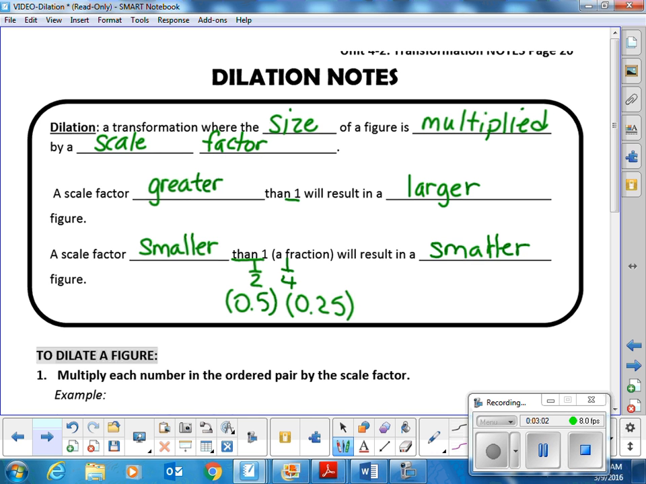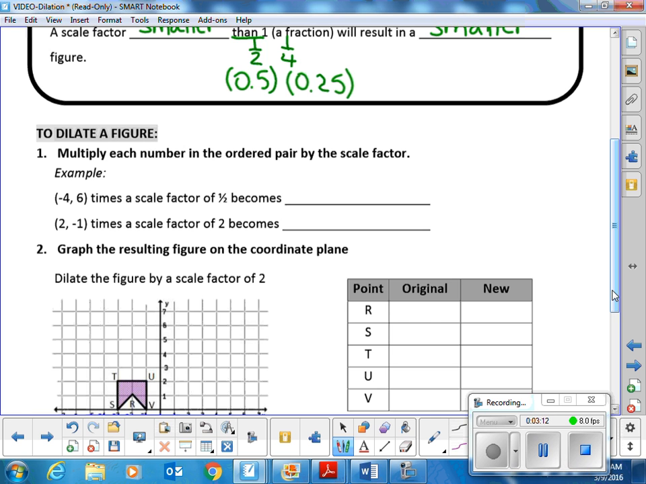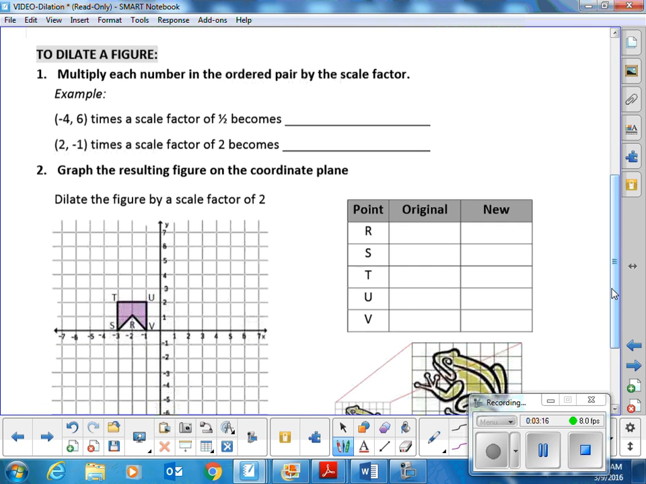So if it's greater than 1, the shape gets bigger. If it's smaller, the shape's going to shrink. So it's pretty simple. If you look and you see a big shape, you can guess that it's probably going to get smaller. If you see a small shape, it's probably going to be growing or getting bigger.